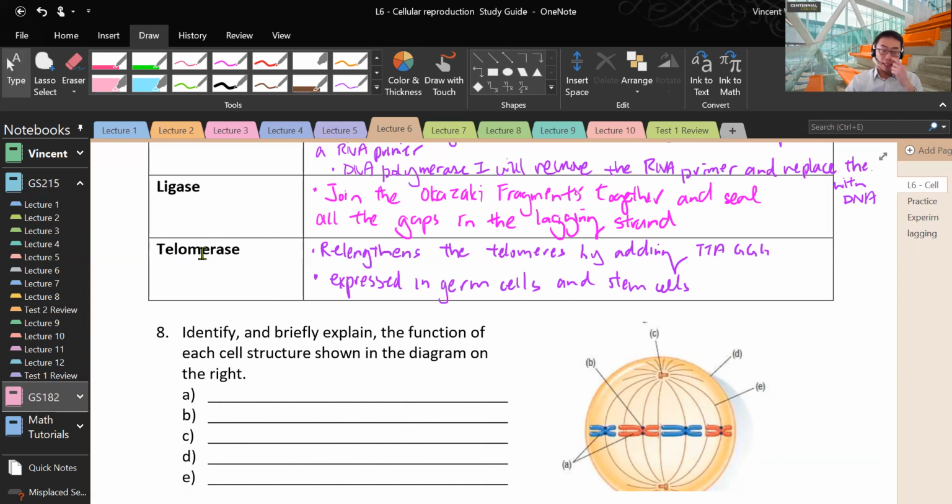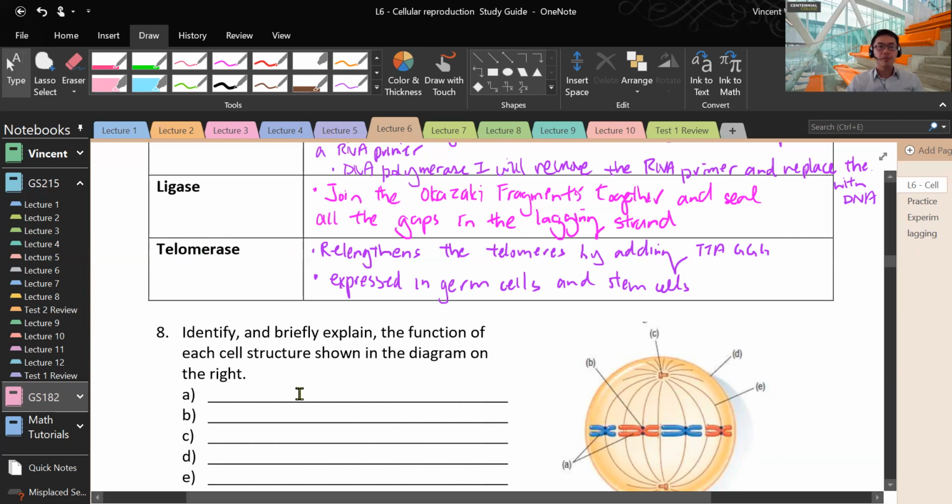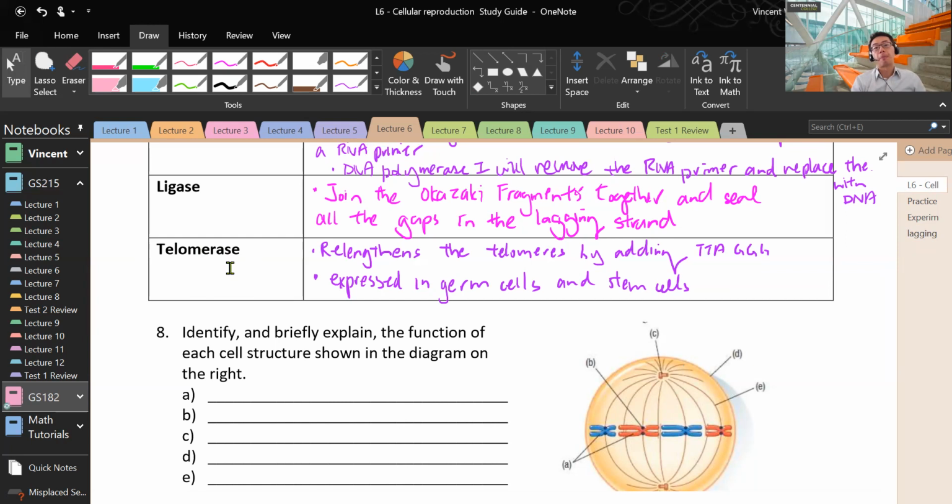That's what I studied when I was in grad school, looking at telomerase expression in cancer. One of the strategies people are trying is to come up with a telomerase inhibitor. By blocking it, maybe it will slow down the growth of tumors.